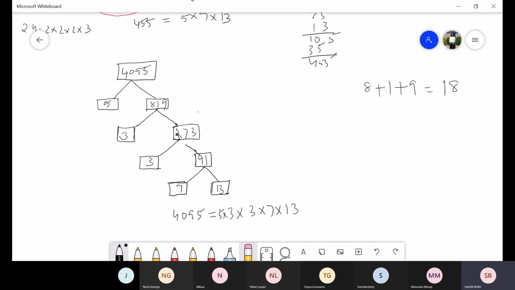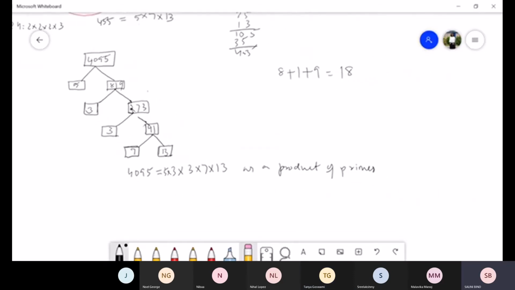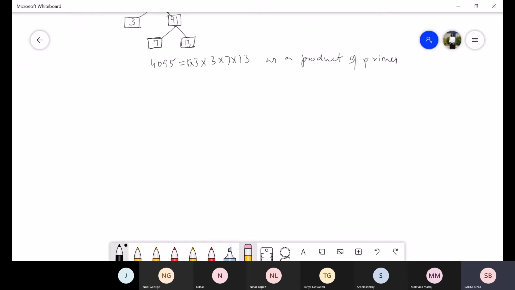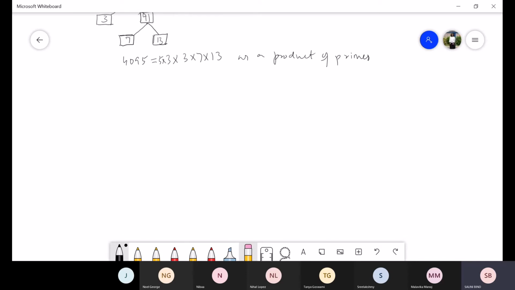So we have written 4095 as a product of primes. Look at the factors, all these are prime numbers. Understood? So we have expressed 4095 as a product of primes. Now we can go for the fundamental theorem of arithmetic. Next is the fundamental theorem of arithmetic.